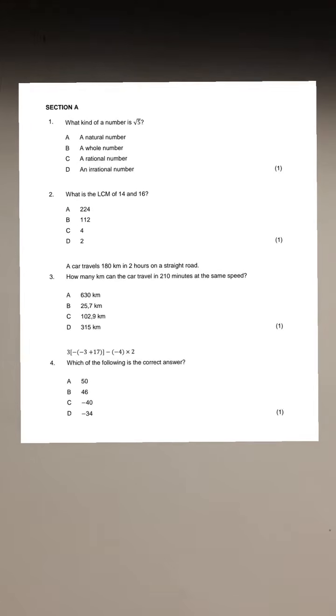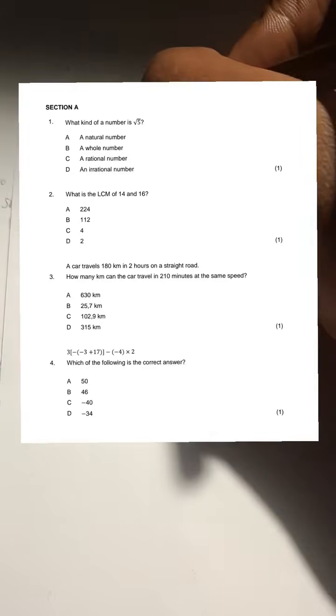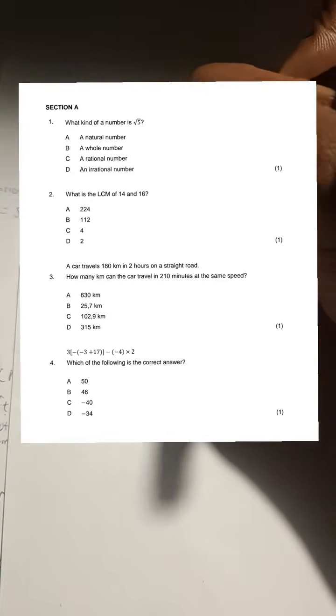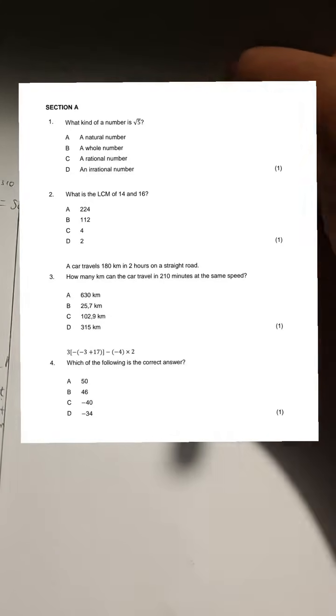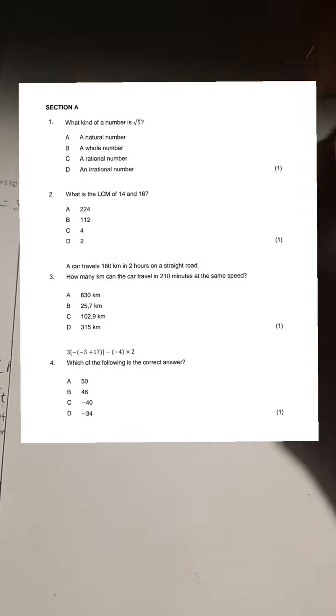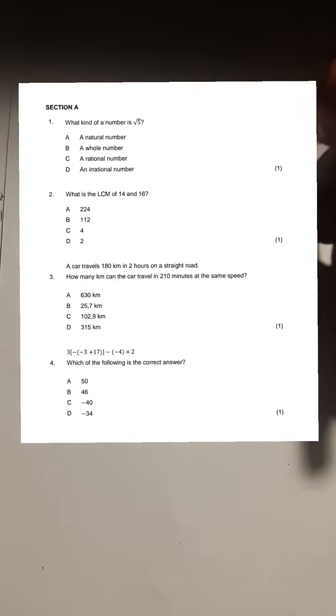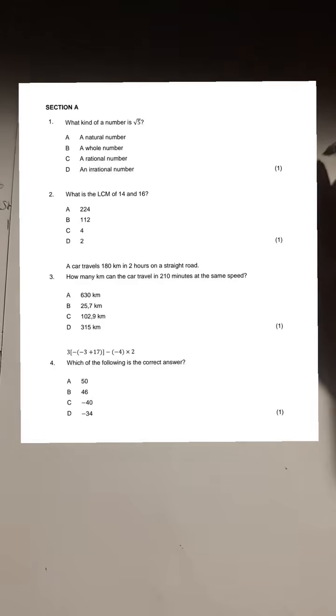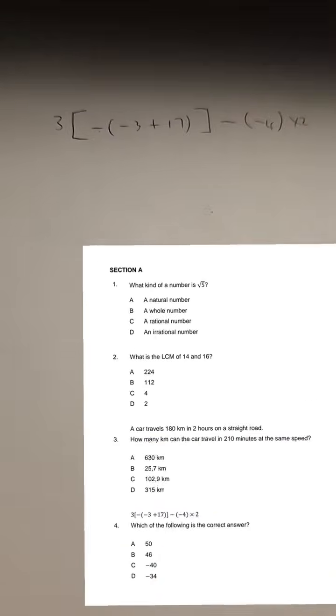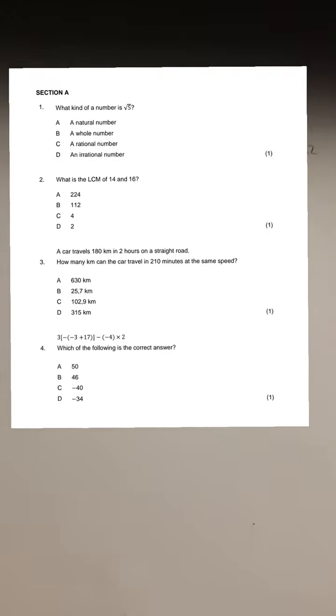We are given an expression there: 3 brackets, minus into minus 3 plus 17, close brackets, then square brackets, minus into minus 4 with a bracket times 2. In the question they are asking which of the following is the correct answer. A, is it 50? B, is it 46? C, is it negative 40? Or is it D, negative 34?